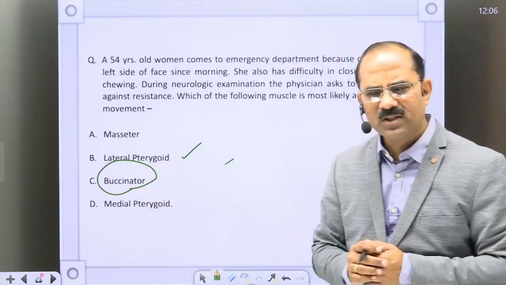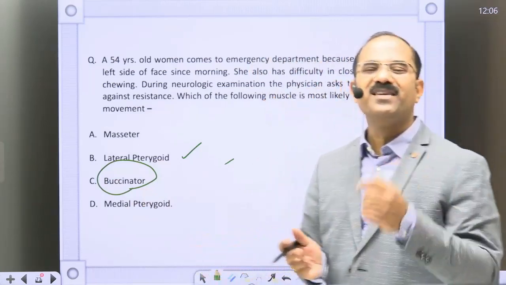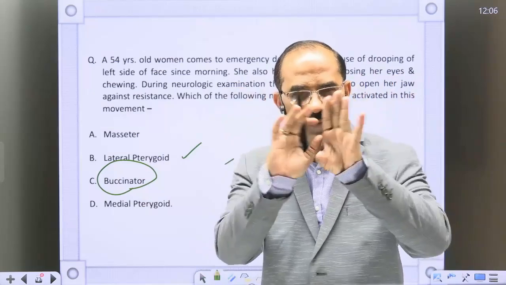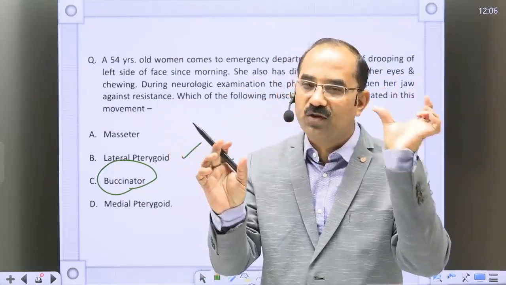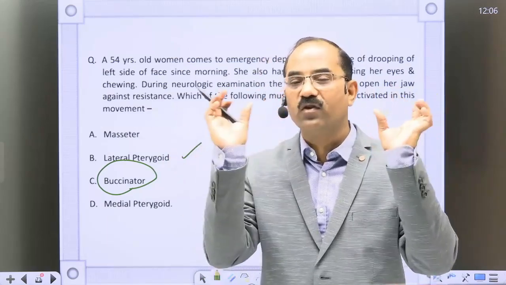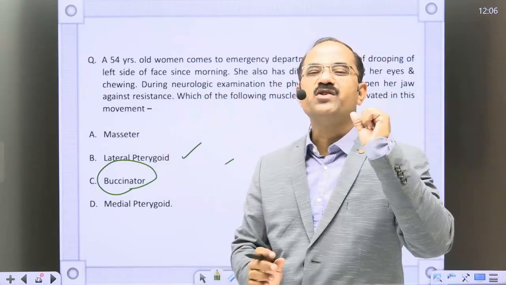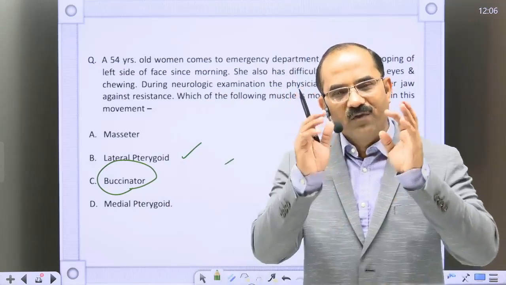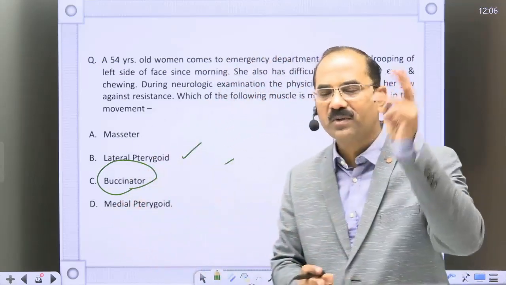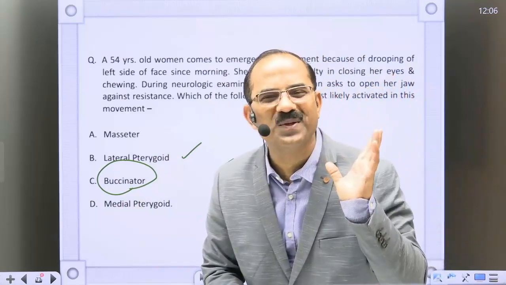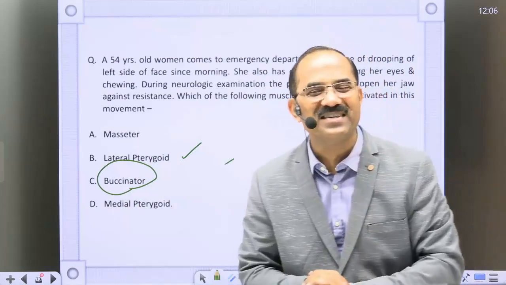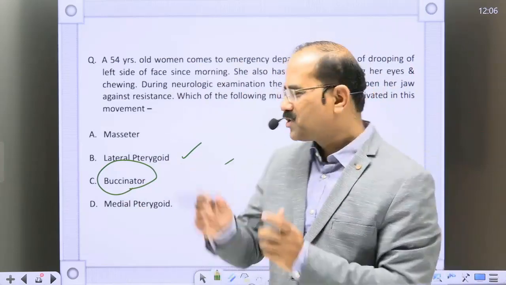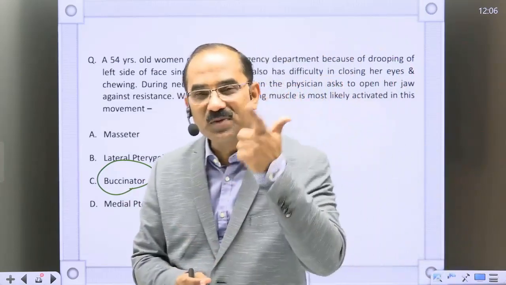Is buccinator a muscle of mastication, students? No. Buccinator is a muscle of facial expression. Remember, muscles of the face we divide into two groups: the muscles of facial expression and the muscles of mastication. Muscles of facial expression are derived from the second pharyngeal arch and are supplied by the facial nerve, whereas muscles of mastication are derived from the first pharyngeal arch. They are therefore supplied by which nerve? Mandibular nerve.